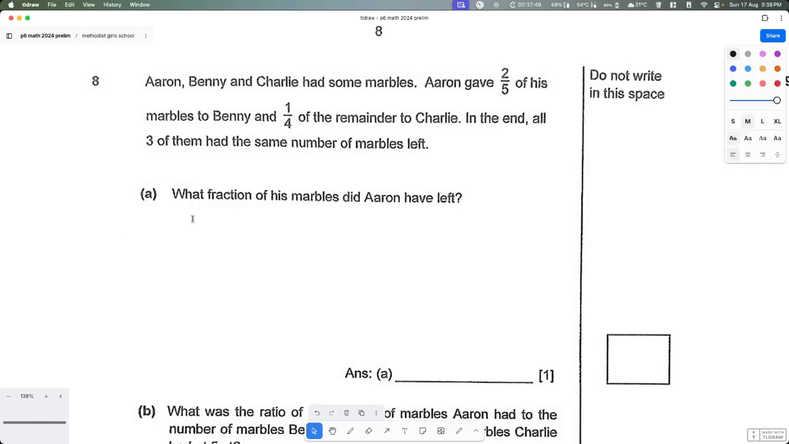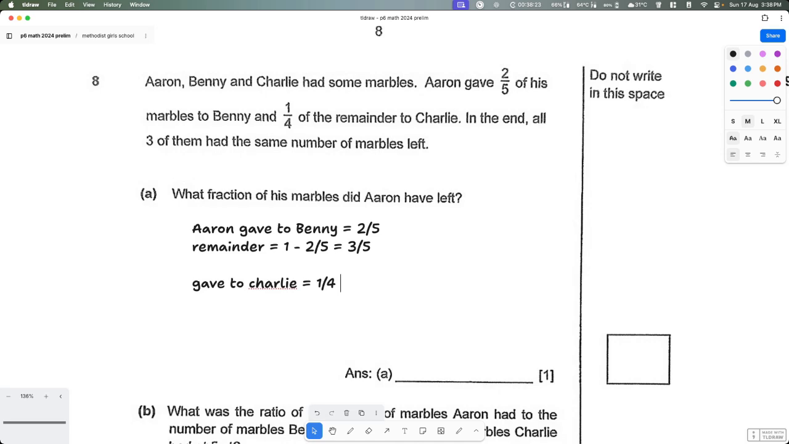Okay, first, Aaron gave to Benny 2/5. So that means he is left with 1 minus 2/5, which is 3/5. Okay, so the remainder is equal to 3/5. So give to Charlie is basically 1/4 of the remainder, times 3/5, which is basically 3 out of 20.